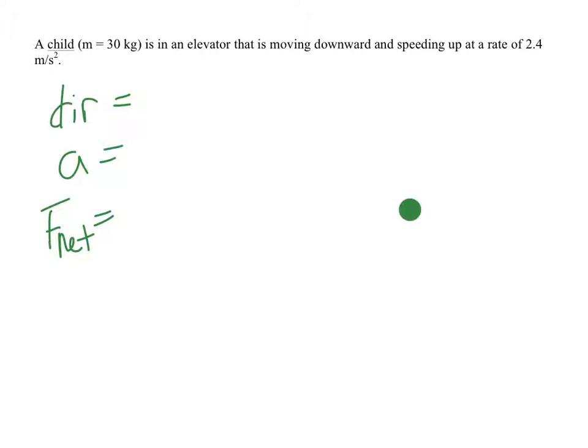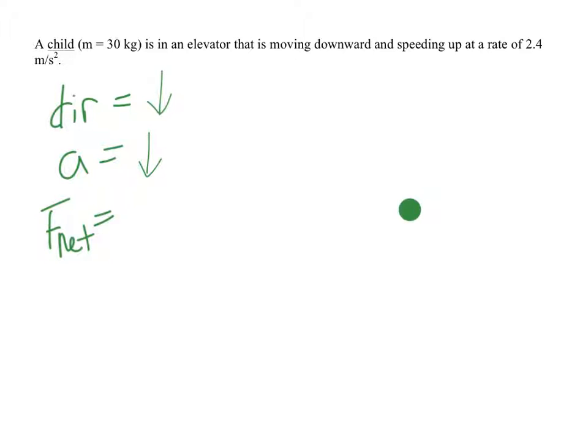So, let's start here. We have a child in an elevator. We're going to have the force of gravity and the normal force. We need to decide which force is going to be greater in this situation. So, elevator is moving down, so that's my direction. I'm speeding up, which tells me that my speeding up rule is, if I'm speeding up, the direction the object is moving has to be the same as the acceleration. They have to be in the same direction. If we're slowing down, they're opposite. So in this case, we're speeding up, so they have to be the same.